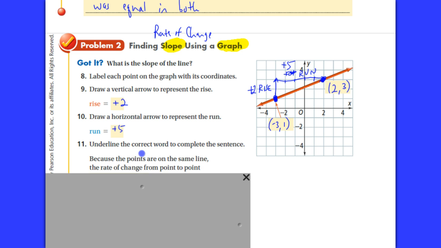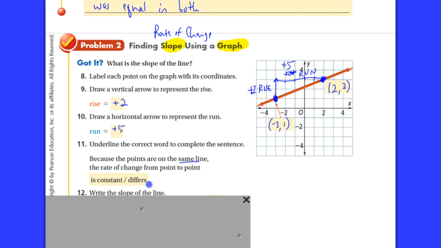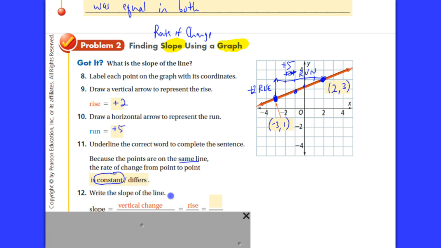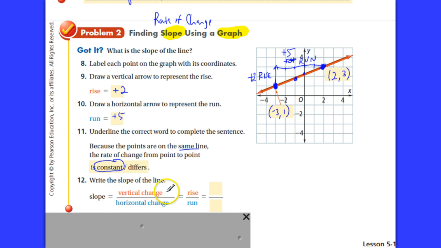Okay, it says underline the correct word to complete this sentence. Because the points are on the same line, the rate of change from point to point is constant or different? If I picked a different point, let's say I picked that point right there and I figured it out, or that point right there, it's asking you, would that be the same or different? The answer is it would be the same because it is a straight line. If it's a straight line, that rate of change is the same between any 2 points on that given line. So it's asking you to write the slope of this line, and simply put, the slope is the vertical change, that's change in y, divided by the horizontal change, which is change in x.